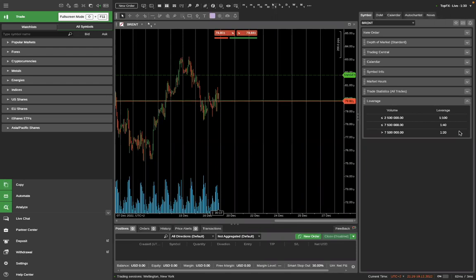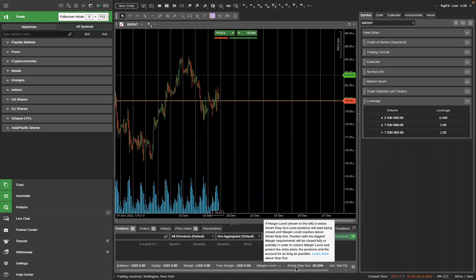Where do you find information about the smart stop out? Well, if you take a look here, you can see clearly that there is a smart stop out, at the level of 30%, which is even smaller than the 50% used by me in the example, for educational purposes only. The smart stop out in TopFX is set at 30%. If you hover over this smart stop out placement here on the trade panel, you can see the explanation.